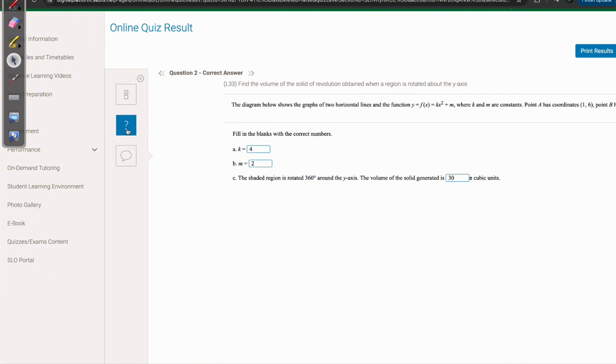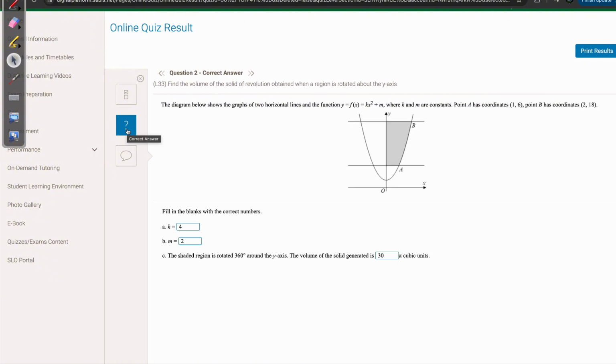Number 2. The diagram below shows the graphs of two horizontal lines and the function f of x is equal to kx squared plus m, where k and m are constants. Point A has coordinates 1, 6, and point B has coordinates 2, 18.